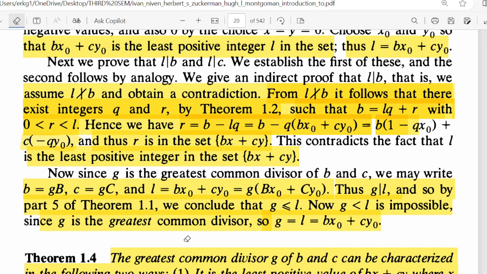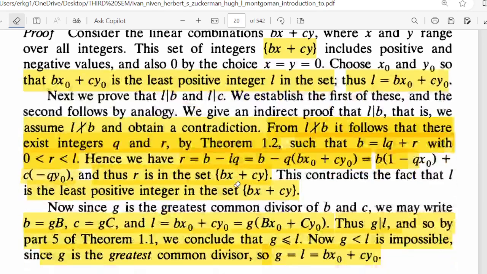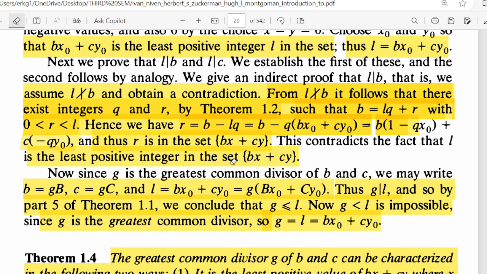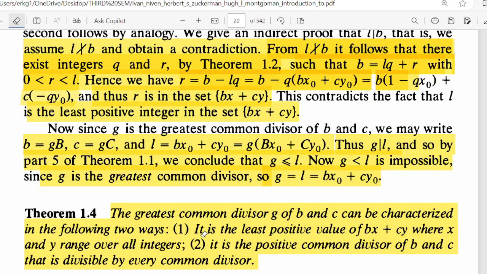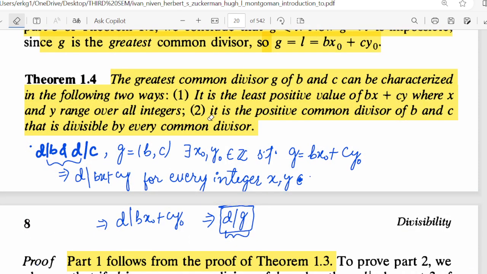GCD is the least positive value of bx plus cy where x and y belong to the set of integers. We have already seen that l is the least positive integer, and we proved that g is equal to l. So the first part is already proved in theorem 1.3. Now we go to the second part.